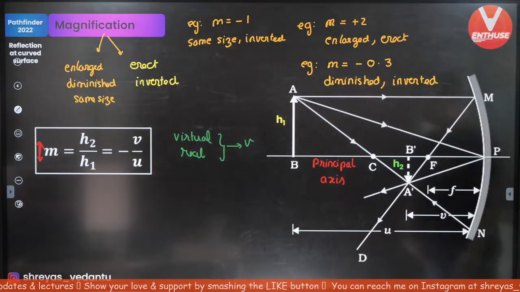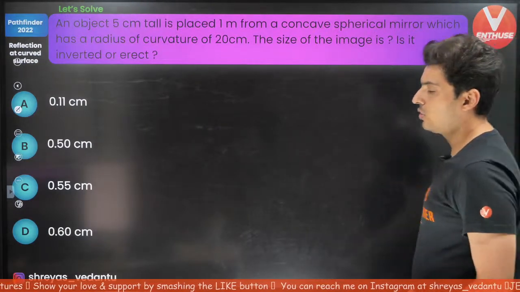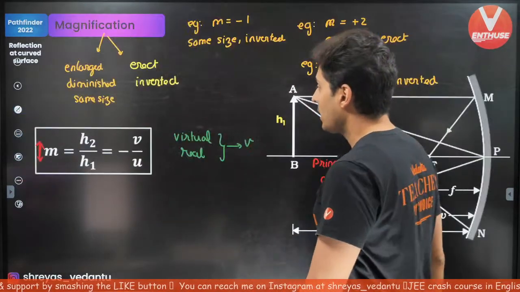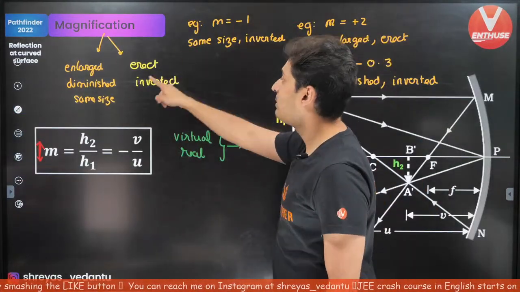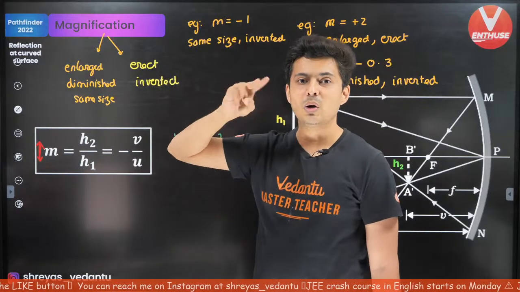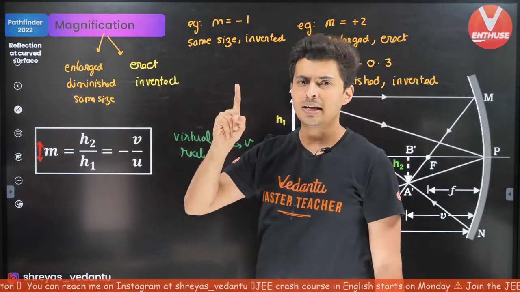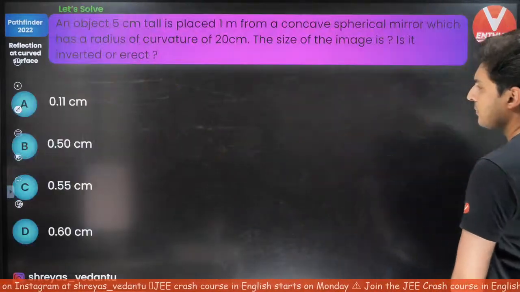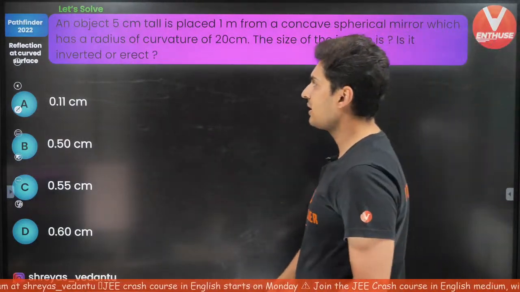Okay, great. Moving ahead, let's see if we can solve this question coming up on your screen. When it's of the same size, the magnitude will be 1. The magnification will be 1 or -1. 1 means erect, -1 means inverted. That's the meaning of same size. Is that okay, Ankit? Moving on to the question coming up on your screen.